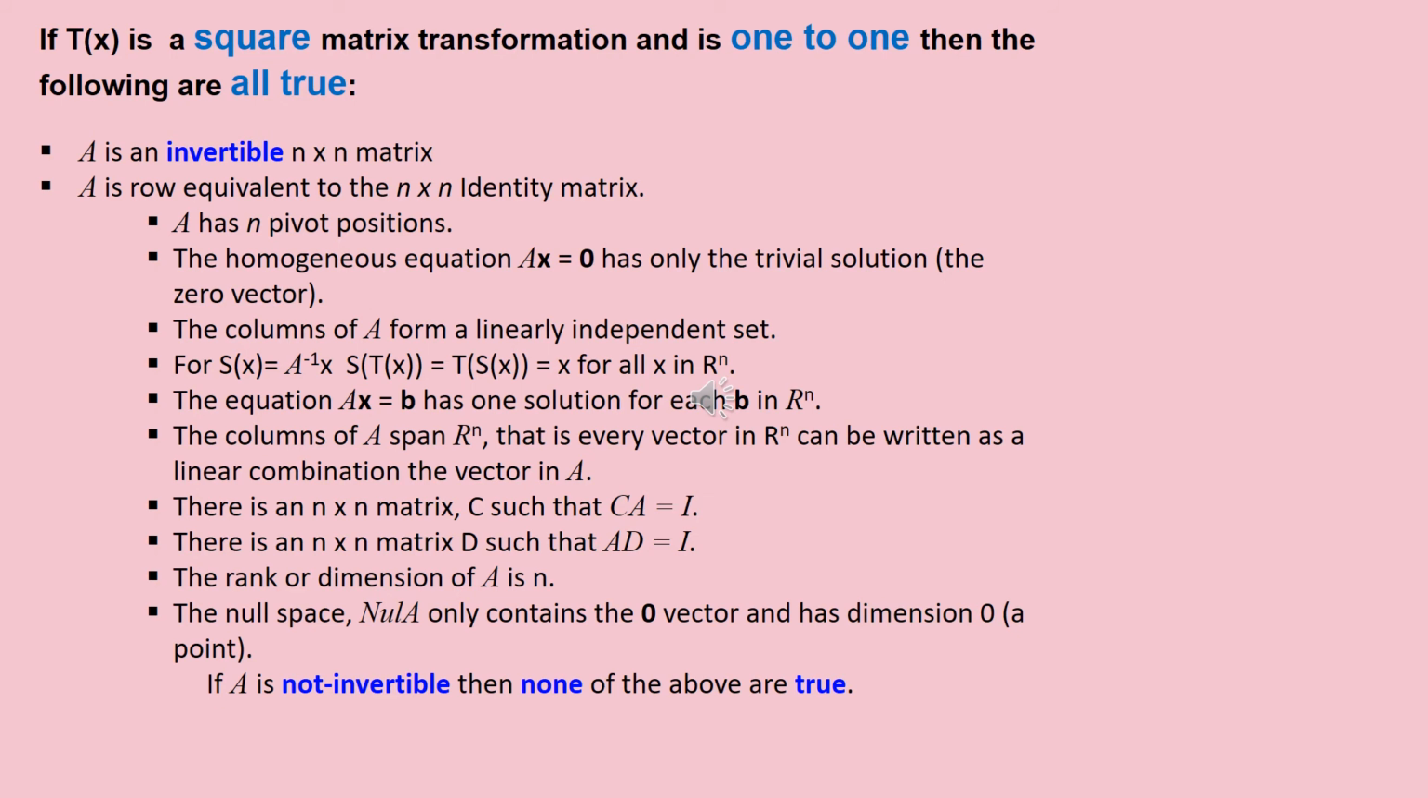Remember that definition of rank? It's the full space that A spans, and so the rank of matrix A will be n. And then the null space, remember the null space is the solution set when your equation is set equal to 0, contains only the 0 vector. If A is not invertible, meaning if A does not have an inverse, then none of those statements are true.